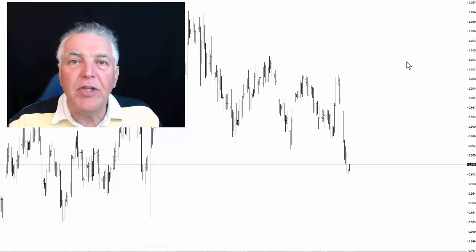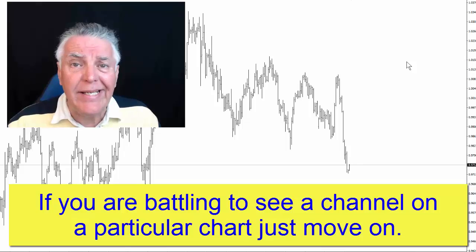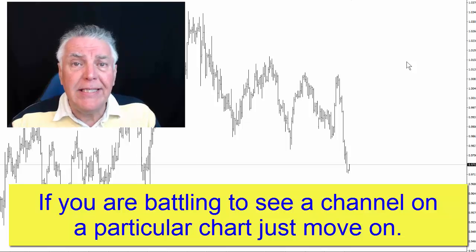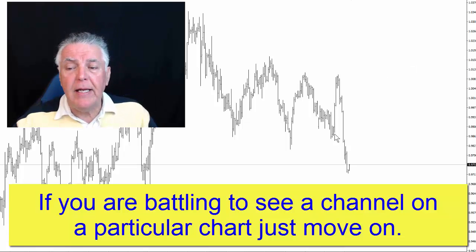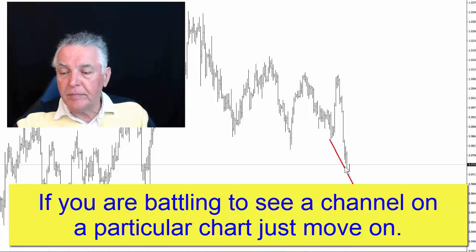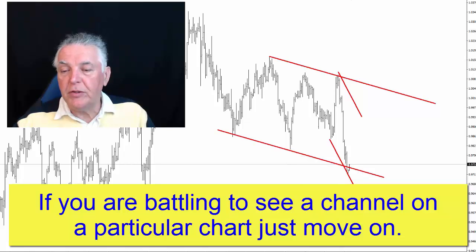The next error or bad habit that channel traders get into is they try to create channels where channels aren't very clear. Again, if you're trading a lot of currencies and a lot of time frames, you don't get desperate to try and find a channel on every single chart. But in the chart shown on your screen at the moment, one could say that this is a possible channel. You could say this is a potential channel if you want to.